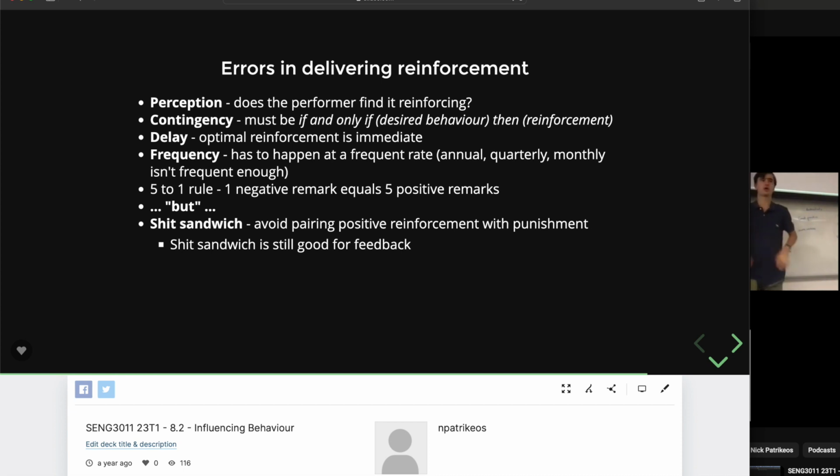Another thing, this is again a sort of trick of Mother Nature, is the 5-to-1 rule, and many of you have probably heard this before. If I give 5 positive remarks and then I give 1 negative remark, that's the same equivalency. It takes 5 positive remarks to make up for 1 negative remark, just in a person's emotional affect.